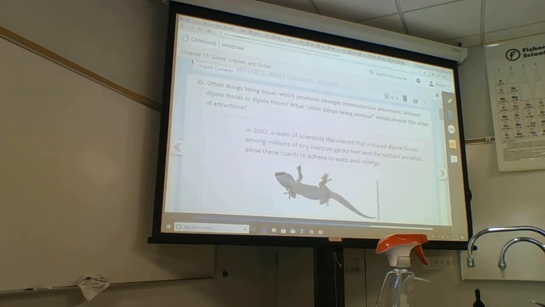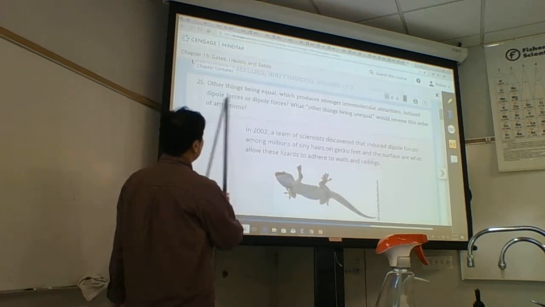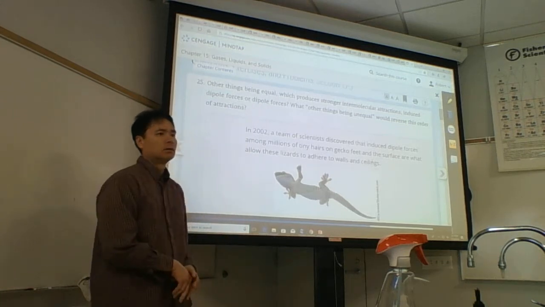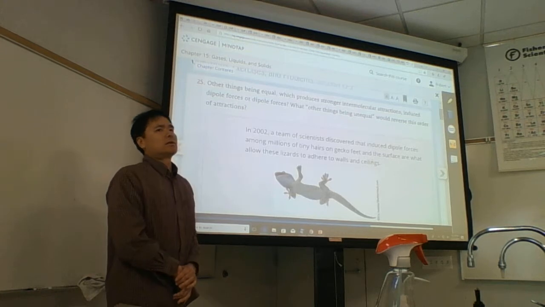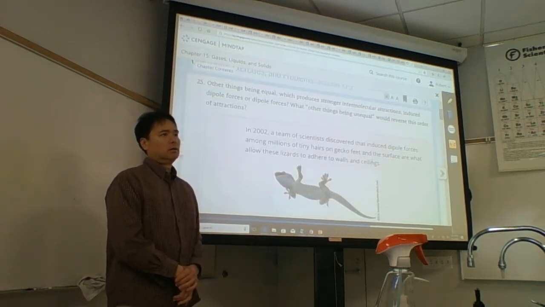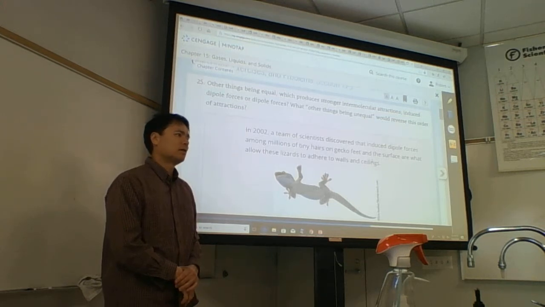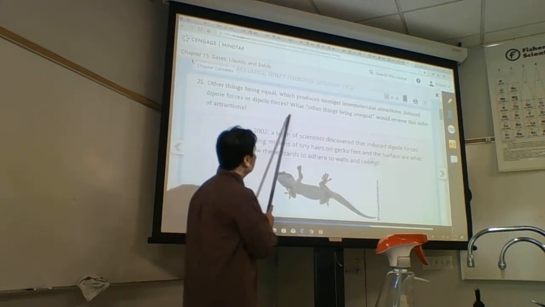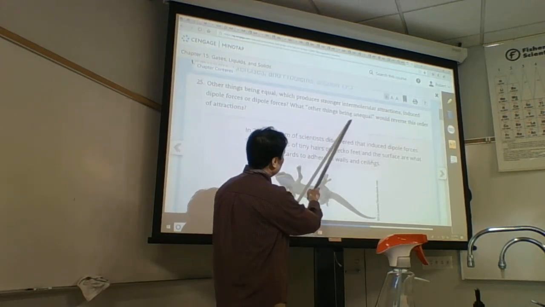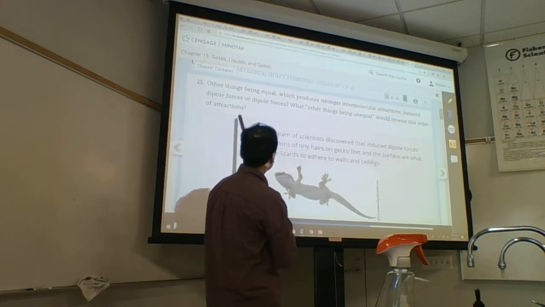Other things being equal, which produces stronger intermolecular attractions, induced dipole or dipole? What's stronger, dipole or induced dipole? Permanent dipoles or just instantaneous dipoles? Permanent are stronger, so dipole are stronger than induced dipole. What other things being unequal would reverse this order of attractions?